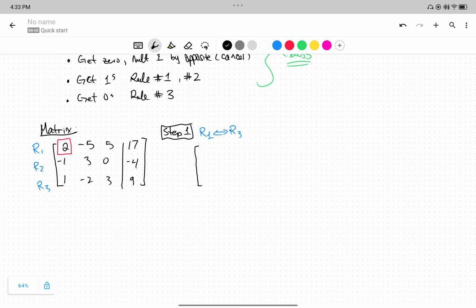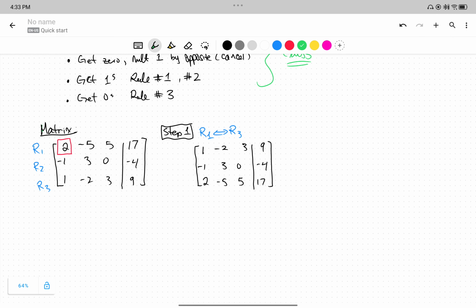All right, so that's going to make it very easy. 1, minus 2, 3, and 9. This is still in the same place. Nothing happened there. And now this is 2, minus 5, 5, and 17. So looks like I'm off to a good start. Very easy. Next are the zeros.